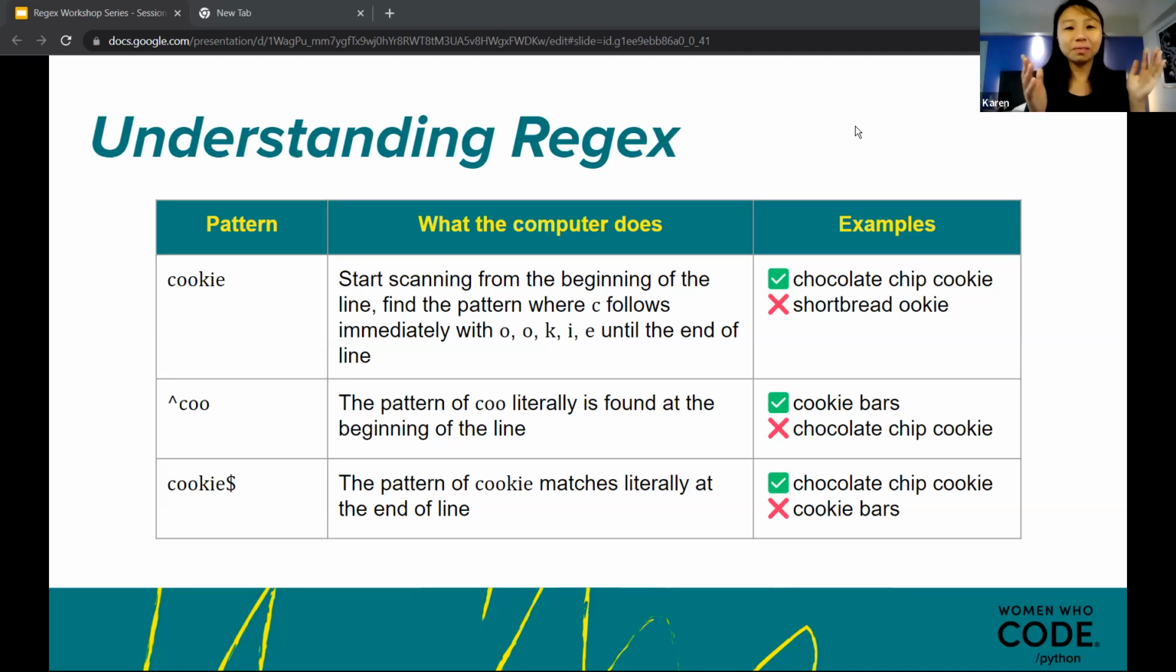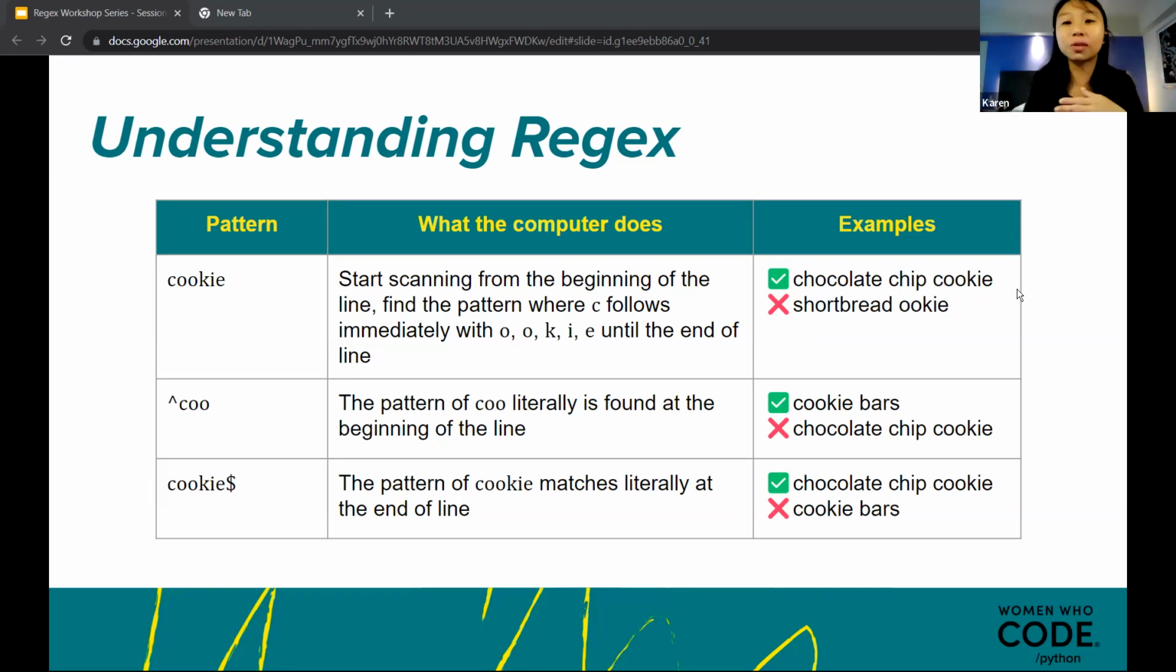Okay, so let's start with cookies. The left column is how we write the regular expression to Regex. So basically, if you see COOKIE, it means start scanning from the beginning and then go to COOKIE. So that's how it works. When you do chocolate chip cookie, yummy. I'm waiting for breakfast. This is the morning time for me.